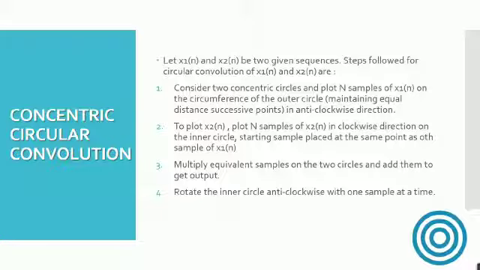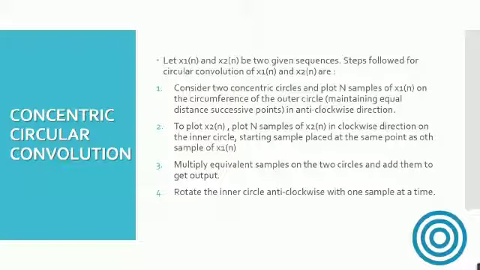Firstly, we consider two sequences, x1 of n and x2 of n, and we are going to see the steps to calculate the circular convolution. The first step is to consider two concentric circles and plot capital N samples of x1 of n on the circumference of the outer circle. One condition is mandatory: maintaining equal distance between successive points. We have to maintain equal distance while plotting those points on the circle, in anti-clockwise direction. Anti-clockwise direction is very important in this case because we are considering those signals as positive.